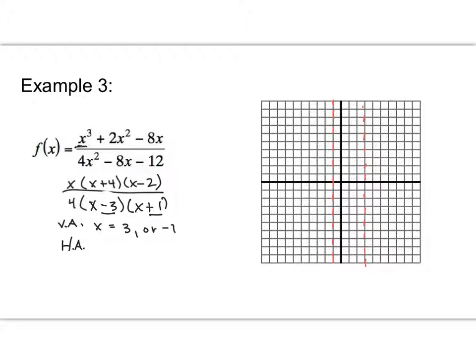If you look here, the highest degree in the numerator is 3. The highest degree in the denominator is 2. This is larger than this, which means this is going to grow faster than this does. Even though this is growing, this grows faster, which means I don't have a horizontal asymptote. Actually, a better way to put that is just to write none.